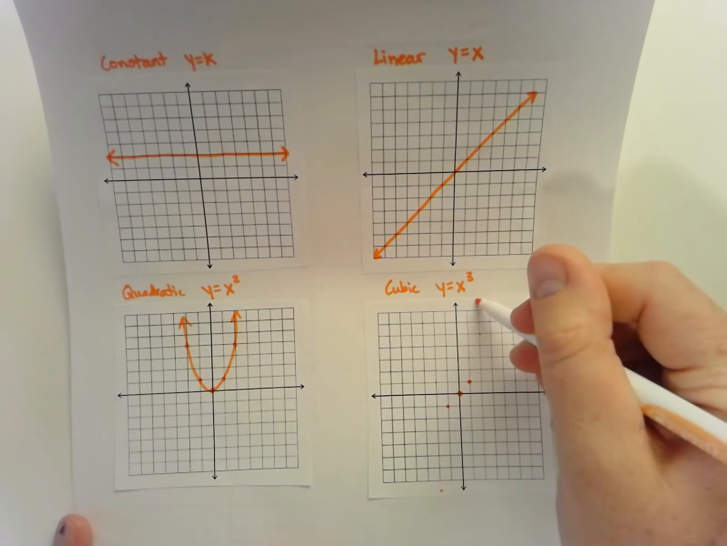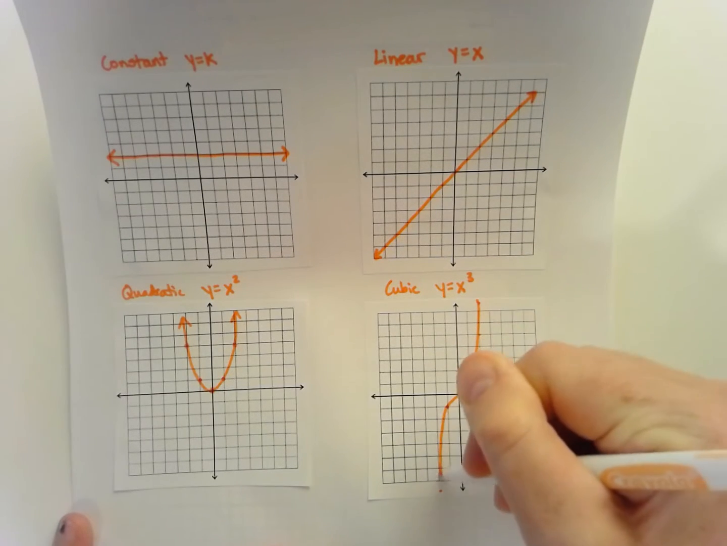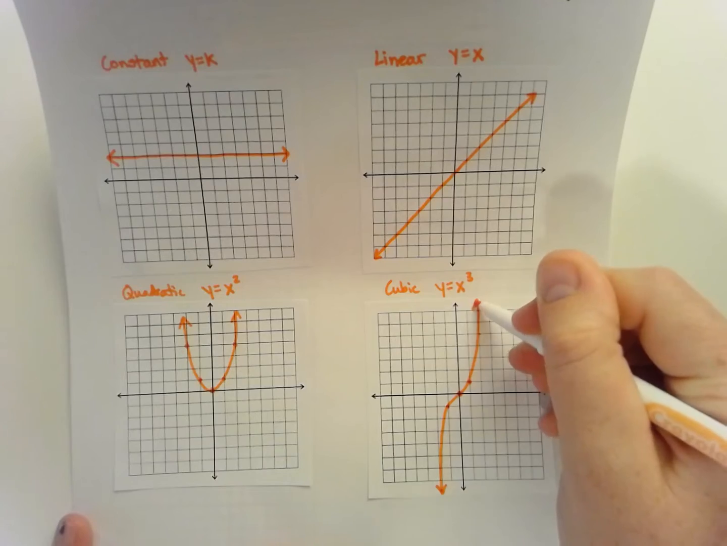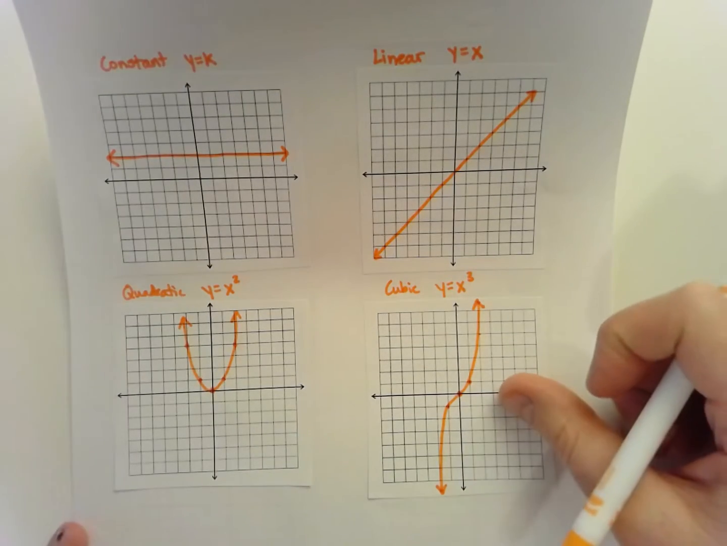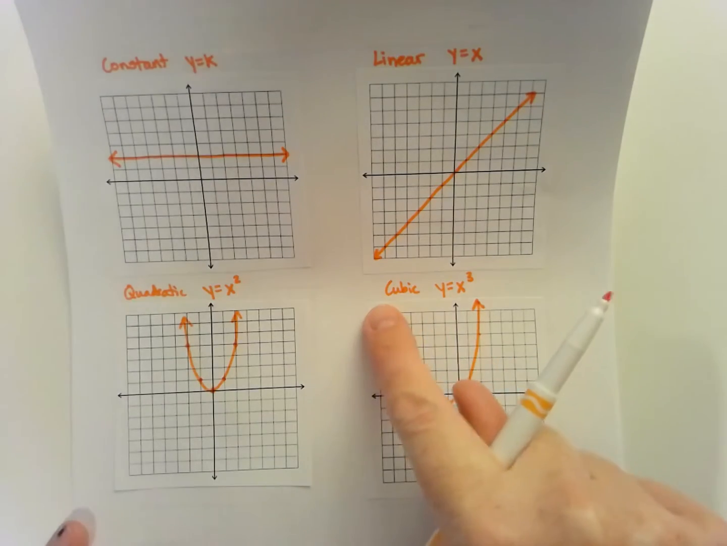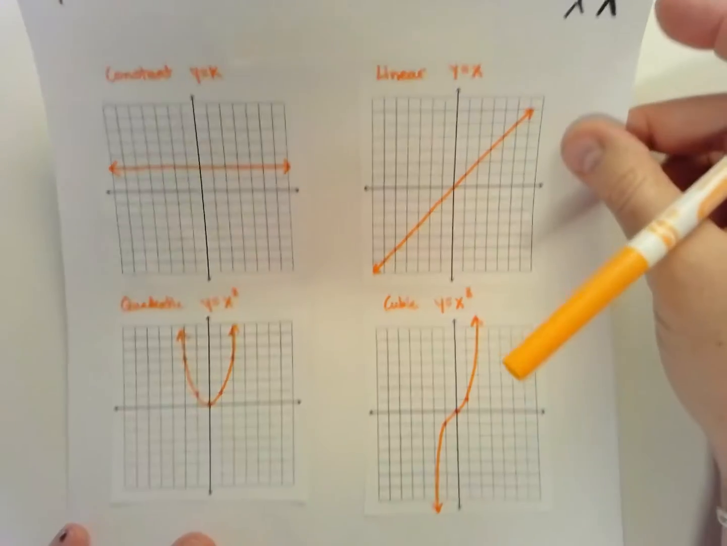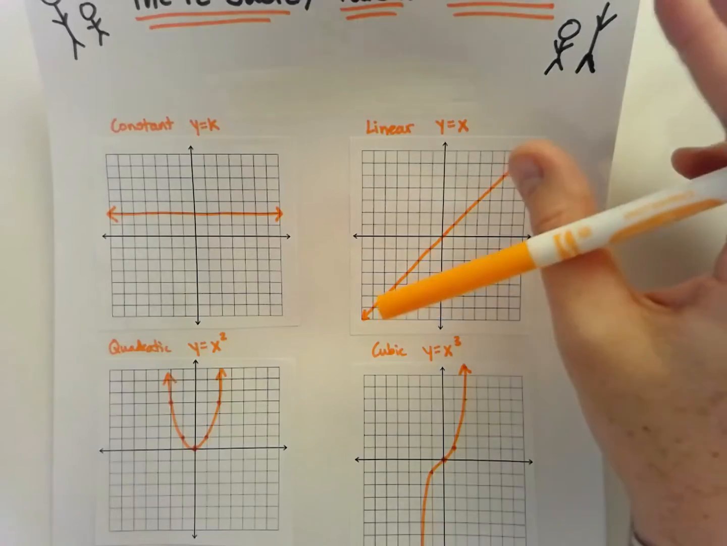So you can use your calculator to help get a little picture of it, or just make a nice, decent sketch of what cubic would look like. It's just good to be able to kind of recognize when something is cubic. And then your basic parent function is y equals x cubed. So those are the first 4.